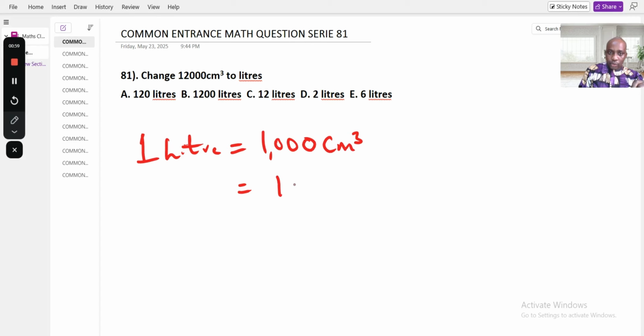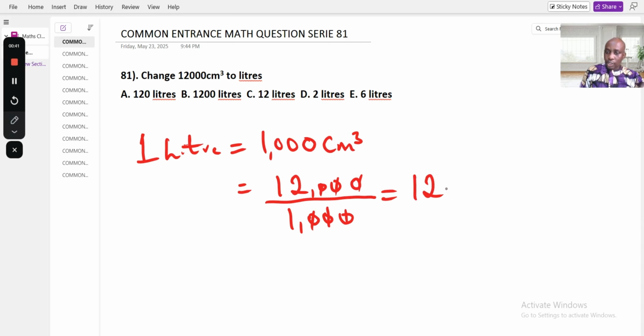12,000 divided by 1,000. Zero here is zero, zero here is zero, zero here is zero. How many liters is it going to give us? It gives us 12 liters. We have converted the 12,000 cm³ to liters: 12 liters, since 1 liter equals 1,000 cm³. Where is 12 here? C. Our final answer is C. Let's move to the next question.